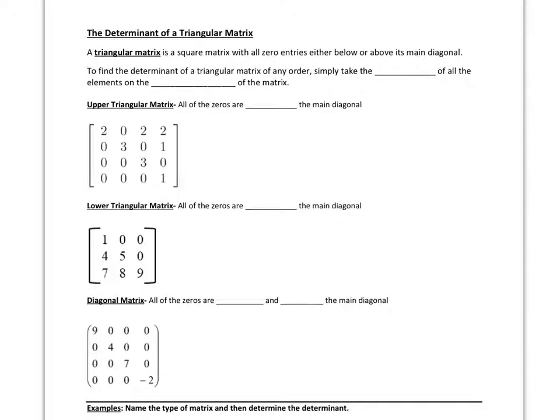Okay. A triangular matrix is a square matrix with all 0 entries either below or above its main diagonal. To find the determinant of a triangular matrix of any order, simply take the product of all of the elements on the main diagonal of the matrix. We have 3 different types of triangular matrices.